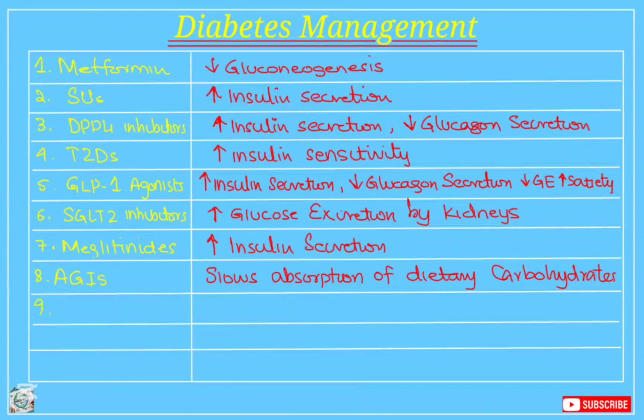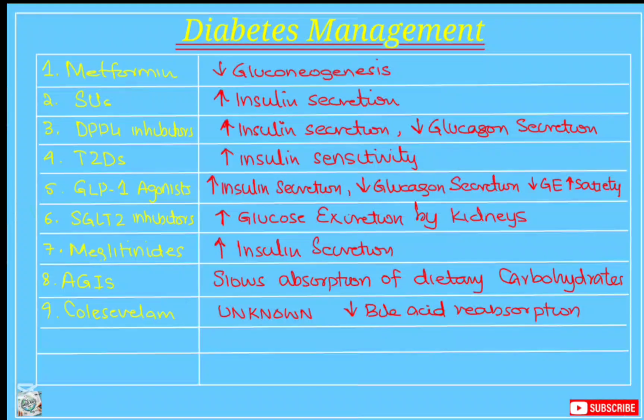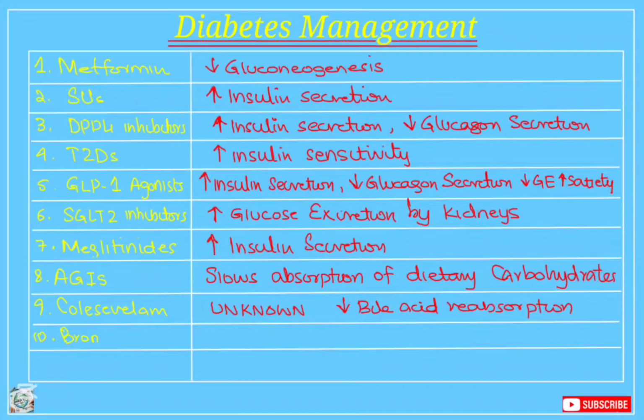Then we have colesevelam, a bile acid sequestrant. It decreases the bile acid reabsorption, and while we don't fully understand how it lowers the blood glucose, it does have that effect. Next we have bromocriptine, which is a dopamine agonist. It's thought to reduce the gluconeogenesis and improve the insulin sensitivity, though the exact mechanism isn't entirely clear.